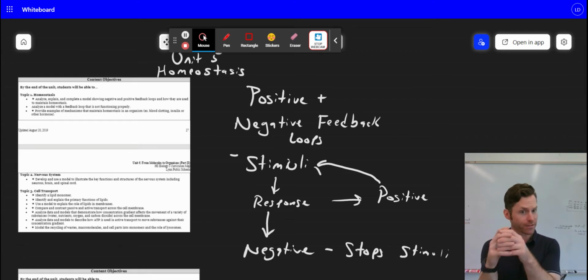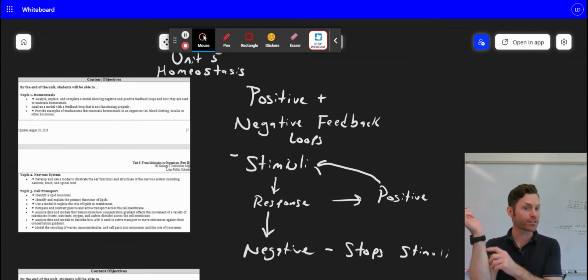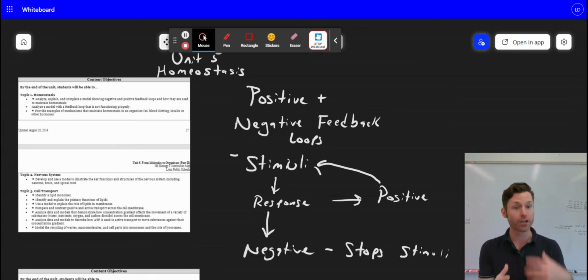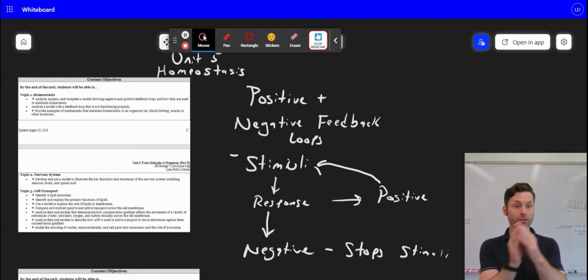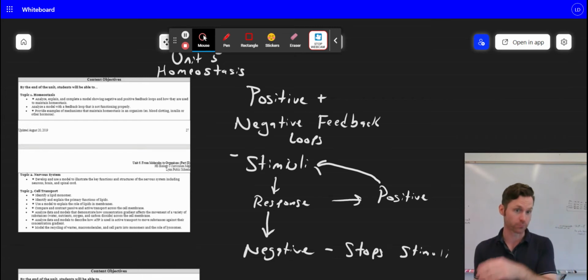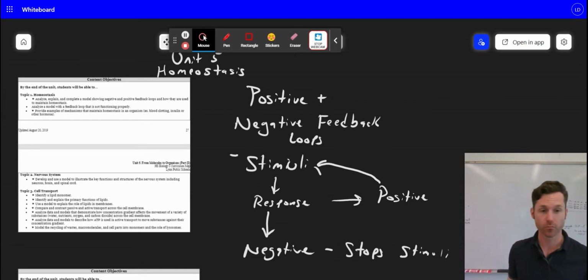Those clots, in turn, trigger the same response of the blood nearby. Right? So the clotting triggers more clotting. It's a positive feedback loop. Right? So the stimuli was the clotting, the response was make more clotting. Positive feedback loop. Cool?